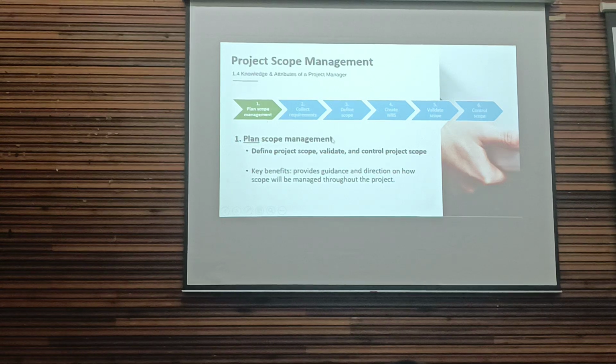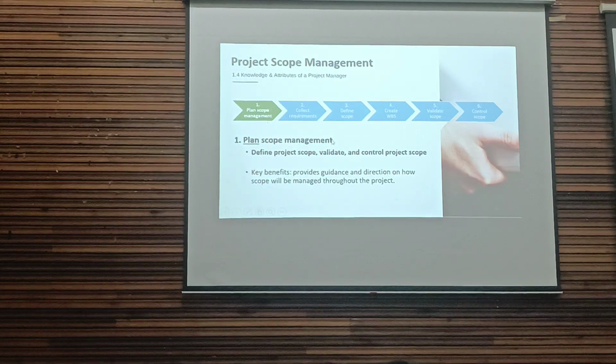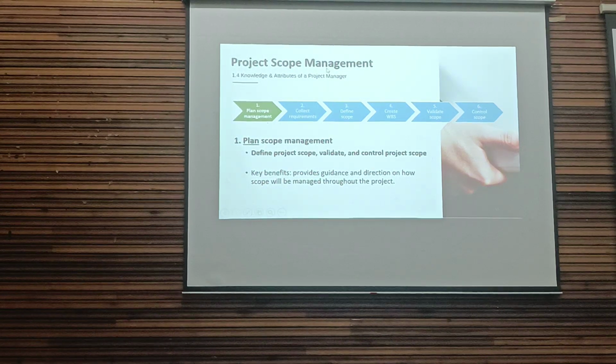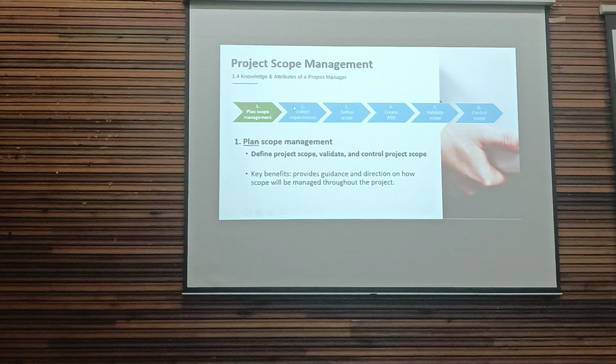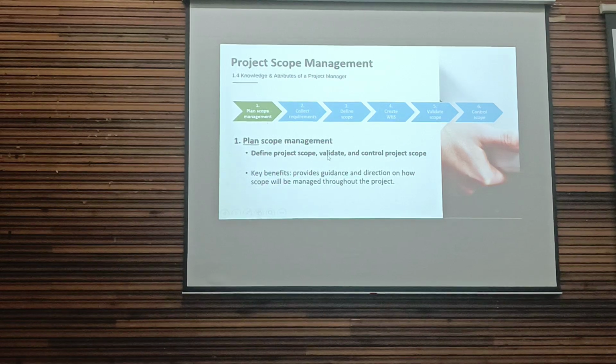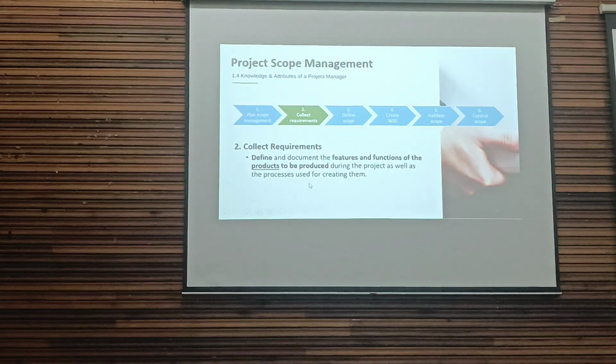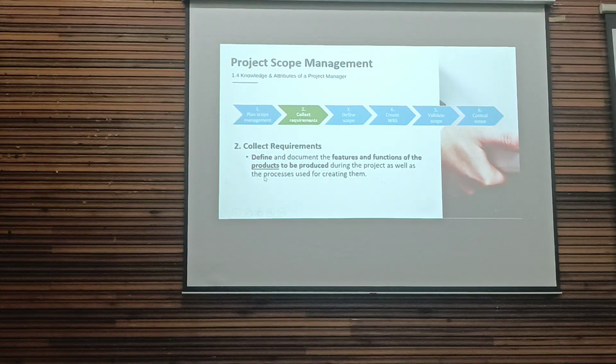So plan scope management. The first activity in scope management is plan scope management, which is to define the project scope, validate and control the project scope. This is followed by collecting requirements from the client. Then define features and functions of the product to be produced.